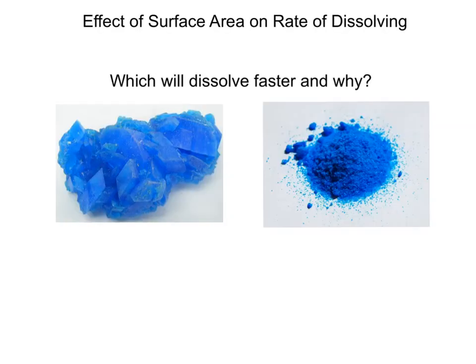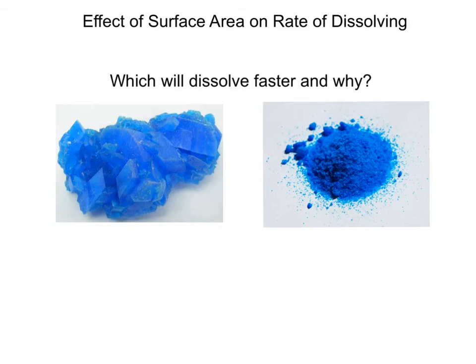All right, so another effect on dissolving is surface area. So we've got two crystals there. Looks like copper sulfate. This one is one gigantic crystal, and here is approximately the same amount finely powdered. Which would dissolve faster and why?